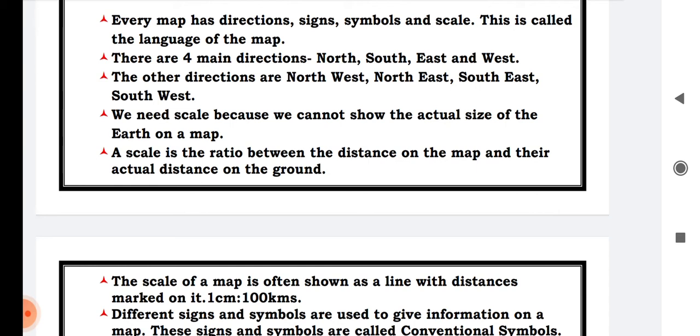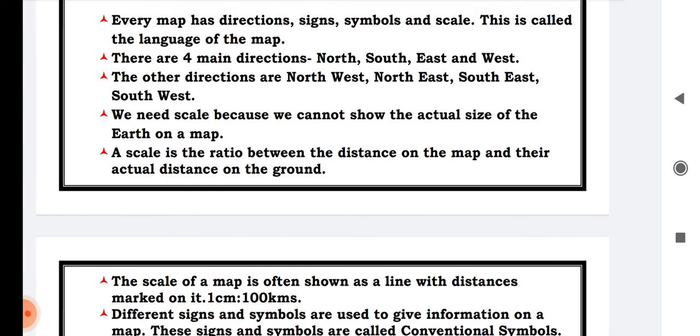So what does a map consist of? The constituents of maps are: it should have the direction, it should have the signs, different signs which are used, the symbols, conventional symbols which we are using on the map, and the scale, the measurement, because we are not able to measure since the earth is so big. So we always give the scale to measure the distance. So this is called the language of a map.